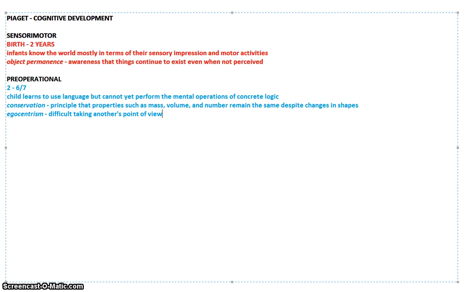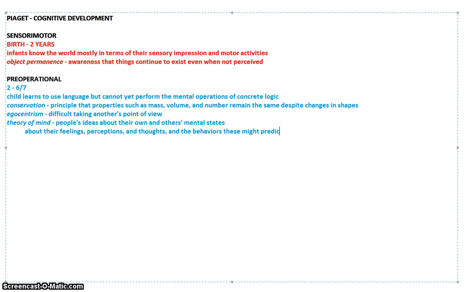Now, by the time you are at the end of the pre-operational stage, you get over this egocentrism a little, and you start to develop what they call a theory of mind. Theory of mind is people's ideas about their own and others' mental states. It's about their feelings, perceptions, and thoughts, and the behaviors these might predict. So if you have theory of mind, you're able to think about other people's thoughts.